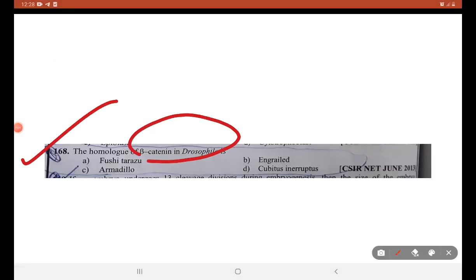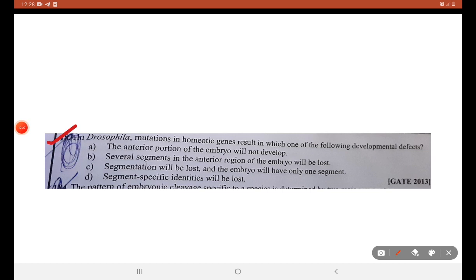The homologue of beta-catenin in Drosophila is armadillo. A mutation in a homeotic gene in Drosophila results in which one of the following developmental defects? Segment-specific identities will be lost.